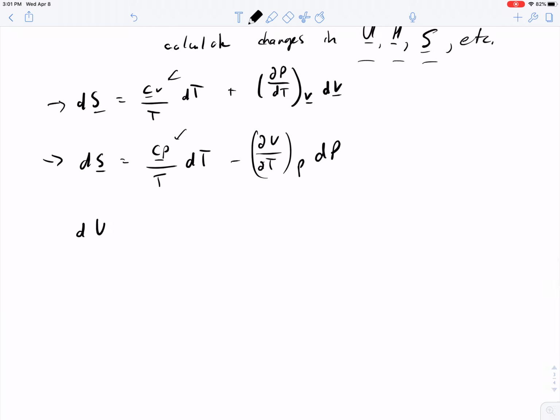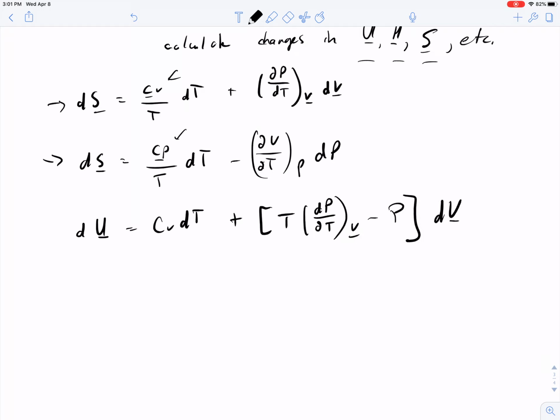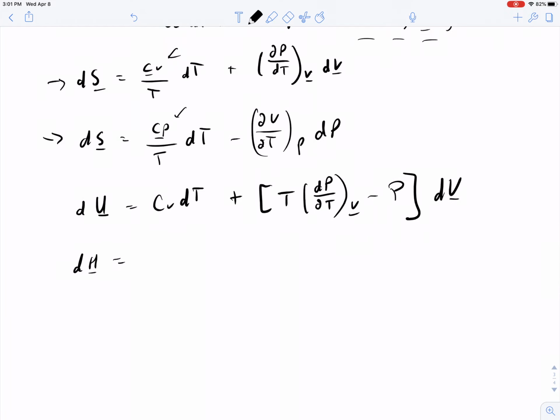Similarly for internal energy, we could have Cv dT plus T times the partial of pressure with respect to temperature at constant V, minus P times dV. And lastly for enthalpy, just to drive the point home, Cp. So we're very familiar with how internal energy, specific heat capacity and temperature changes relate to each other, but they also depend on what's happening with your material.